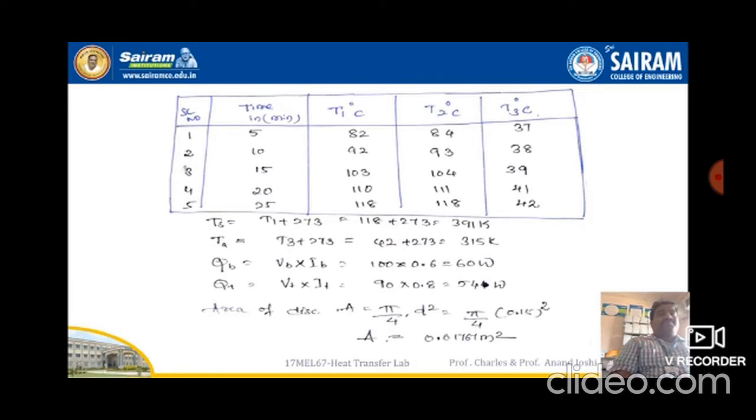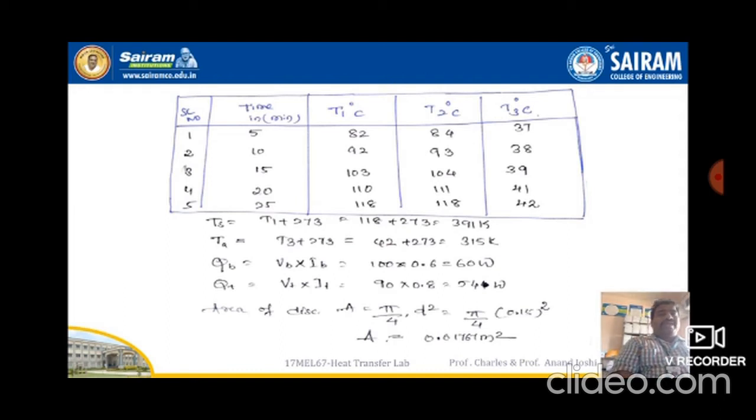So now we have to note down the values. The surface temperature of the plate is T1 plus 273. Why are we adding 273 here? Because especially for radiation calculations we consider the absolute temperature. That's why we are adding 273. So 118 plus 273 is 391 Kelvin. And ambient temperature T3 plus 273, that is 42 plus 273, equals 315 Kelvin.